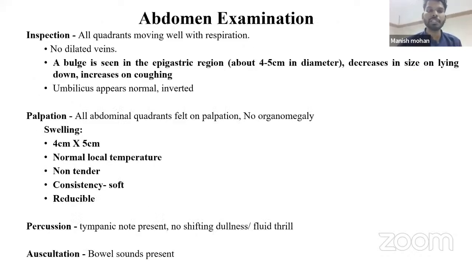Abdominal examination of the patient, on inspection there were no dilated veins. A bulge was seen in the epigastric region about 4 to 5 cm in diameter, which decreased in size on lying down and increased on coughing. Umbilicus appears to be normal and inverted.